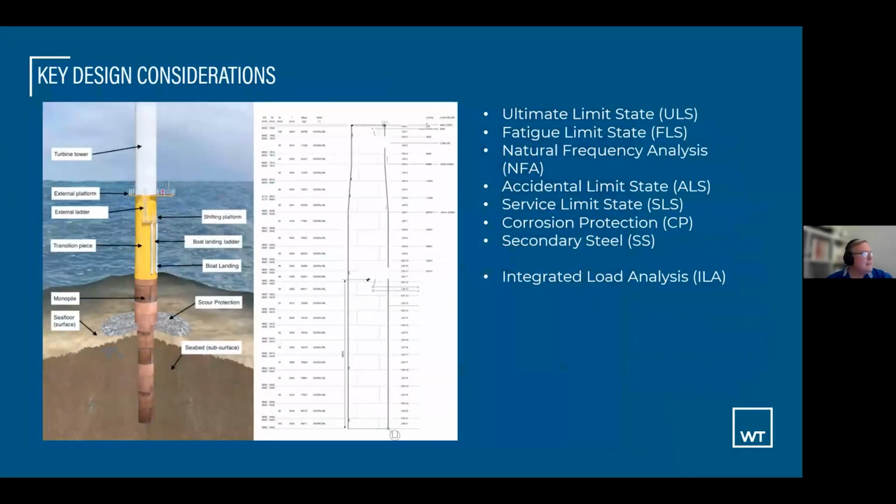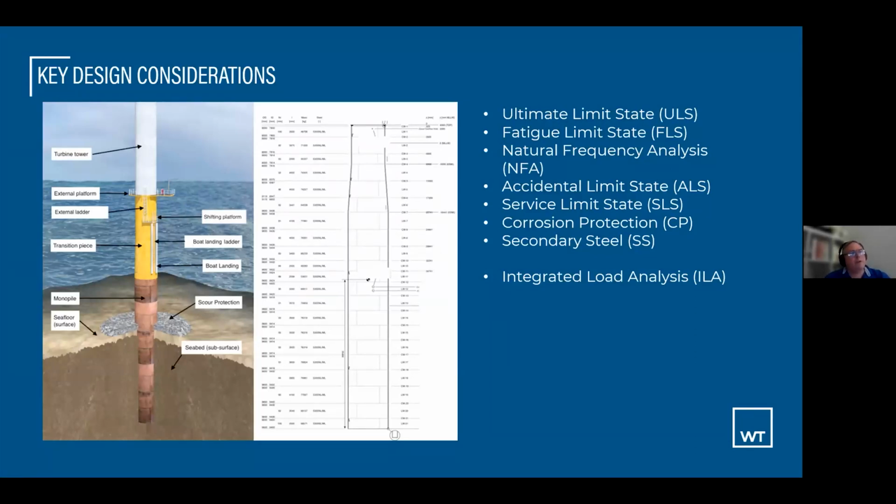So just some of the key design considerations here. You can see on the left-hand side there, there's a bit of a better picture of a monopile and a transition piece, giving you a sense of how these things interact. And that's just an actual design drawing with some of the sensitive bit blocked out in the middle for an actual monopile on a real project.